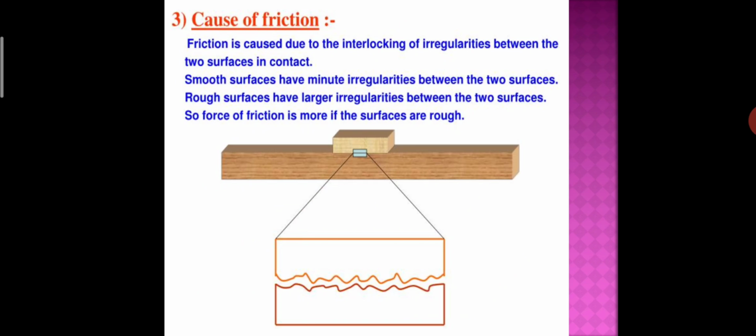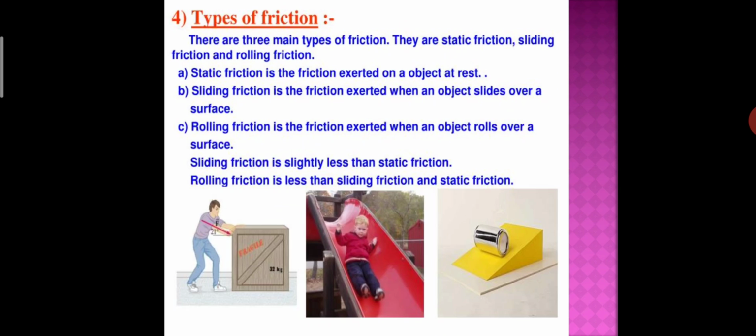Why is friction caused? We can say that friction is caused because of the irregularities between the two surfaces which are in contact with each other. A smooth surface has minute irregularities, and a rough surface has larger irregularities. Now, the types of friction.